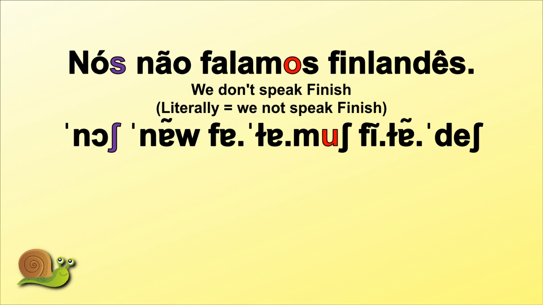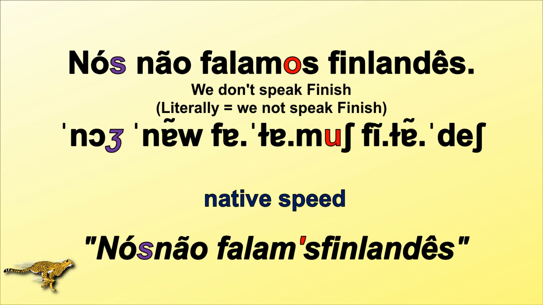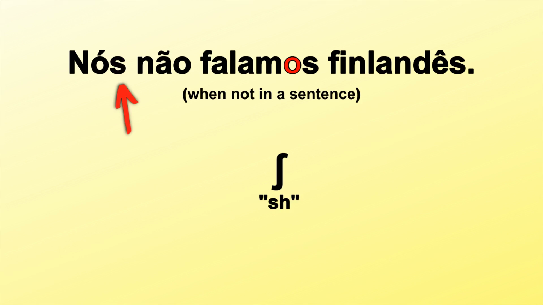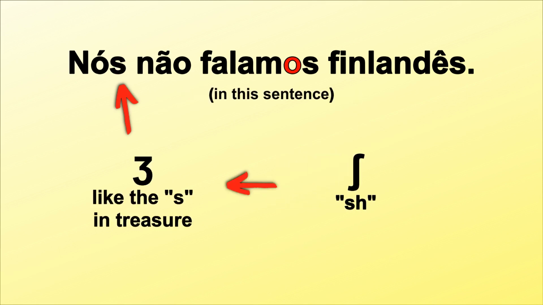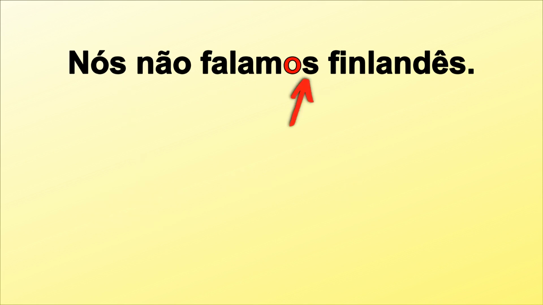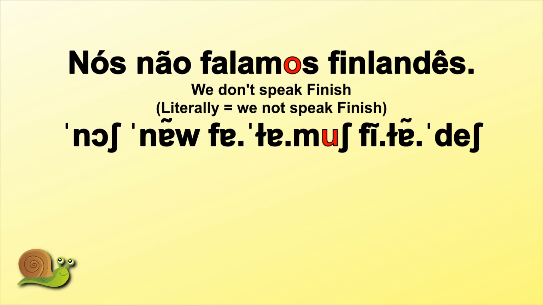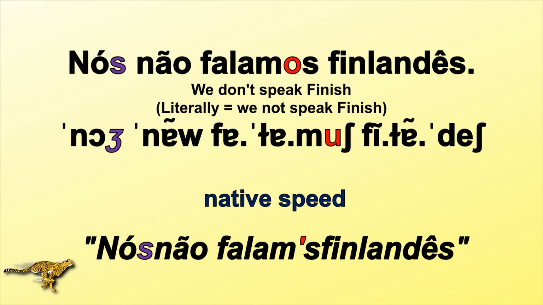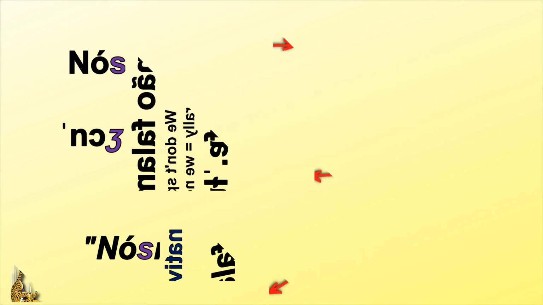Nós não falamos finlandês. Here, the S from nós changes to a sh sound because the next word begins with an N. The S at the end of falamos is unchanged because the next word begins with an F. That U in the final syllable of falamos can be more or less whispered depending on speed, accent, and the level of formality of the speech.